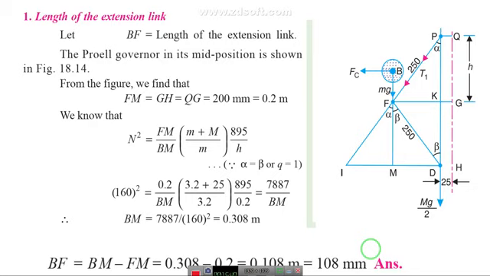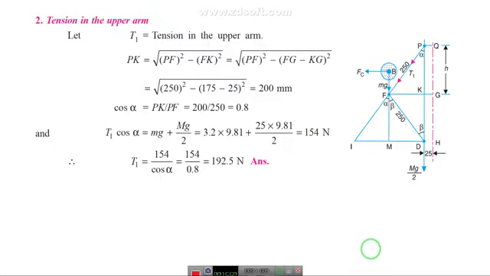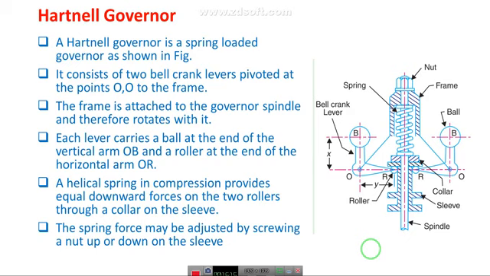From that we can calculate the extension link length: BF is equal to the total length minus this FM length, and you will get the BF value. The tension in the upper arm can be calculated using the Pythagoras theorem. The PK value is missing, so you can calculate the PK value, that is 200 mm. Now you can relate the triangle PEFK with cos alpha, so that we get a value of 0.8. Now we can solve the tension equation and calculate the T1 value.